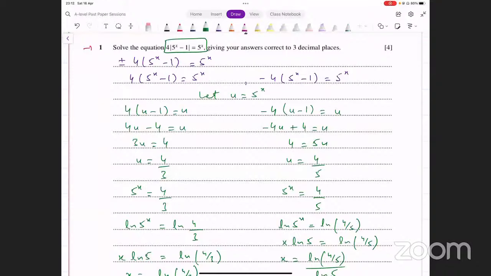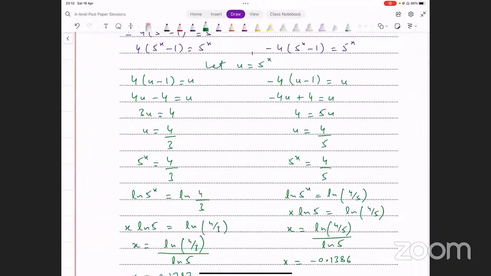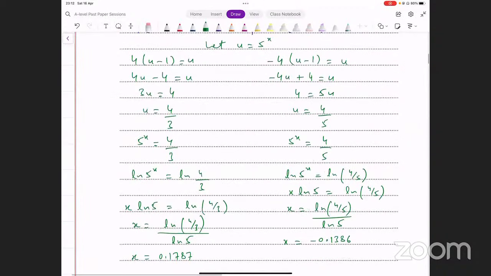Okay? Yes, Aisha, I am reading chats. Okay. So we've got these two values of x. These are our results. Again, any problems with this? Any questions on this? Is this clear to everyone? Let's move on. So that was the first one.